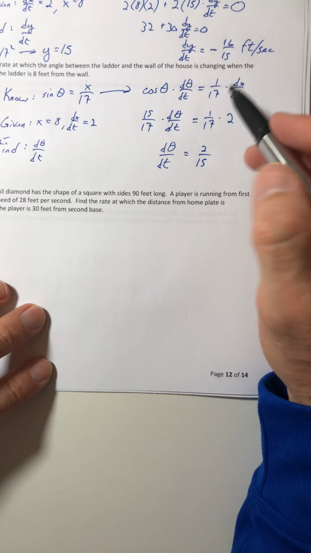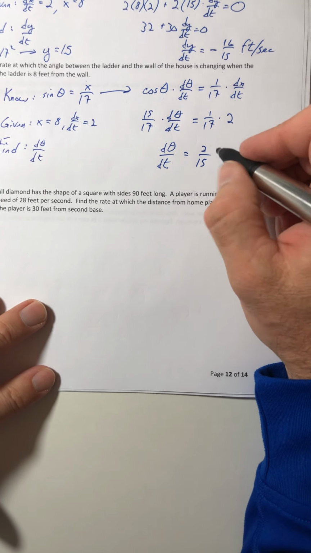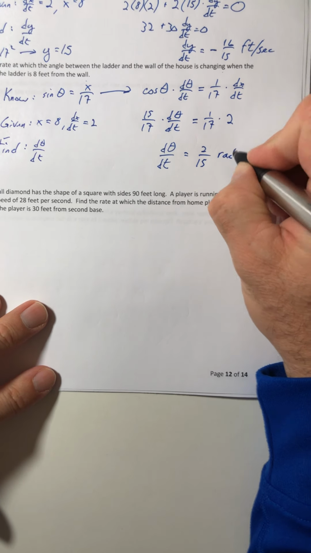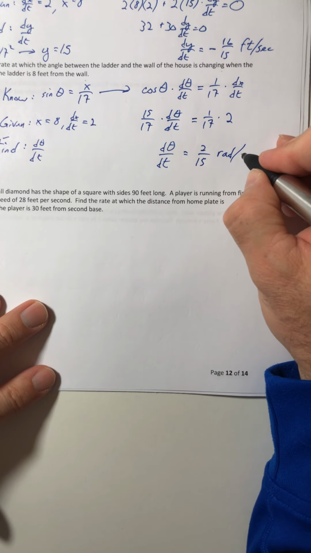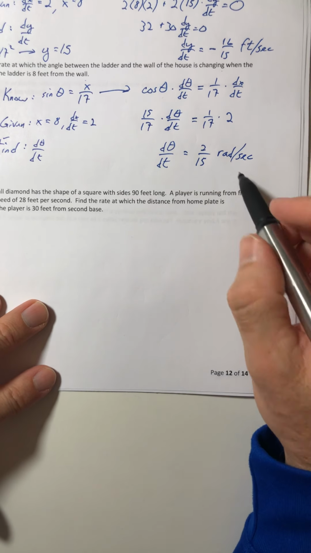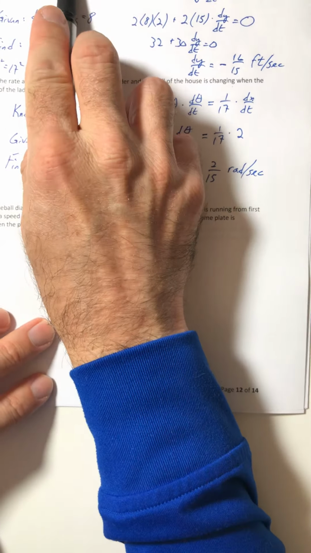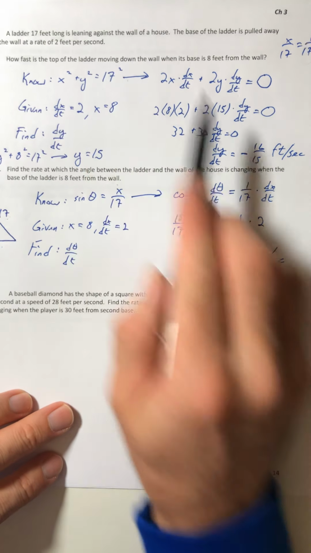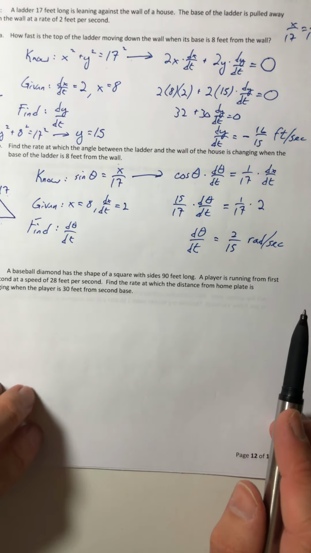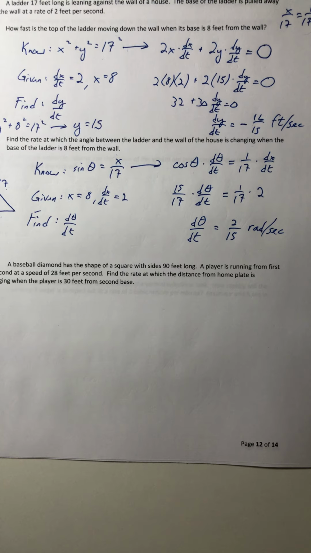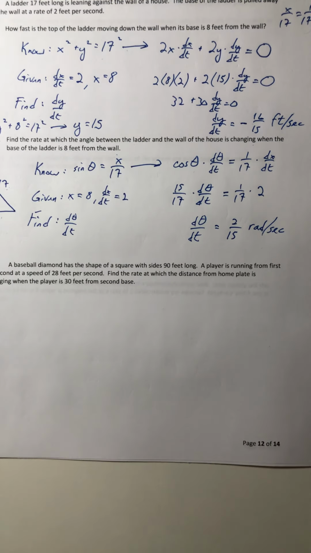And then the units for angles, it's going to be radians. And then the time unit stays the same as it was before, seconds. So radians per second. Okay, let's go ahead and stop the video here, and then we'll continue on with example 5 in the next one.